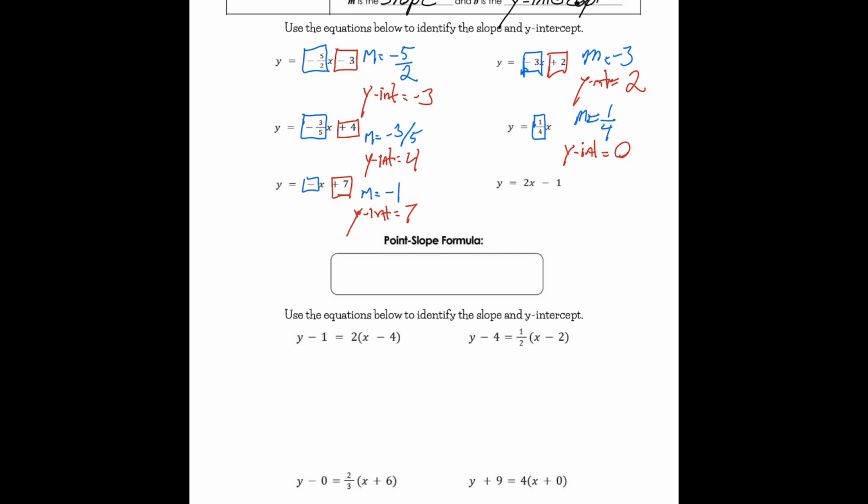All right, our last example here, y equals 2x minus 1. Our slope is going to be that 2. Our y-intercept is going to be that -1. So our slope is 2, and our y-intercept is -1.